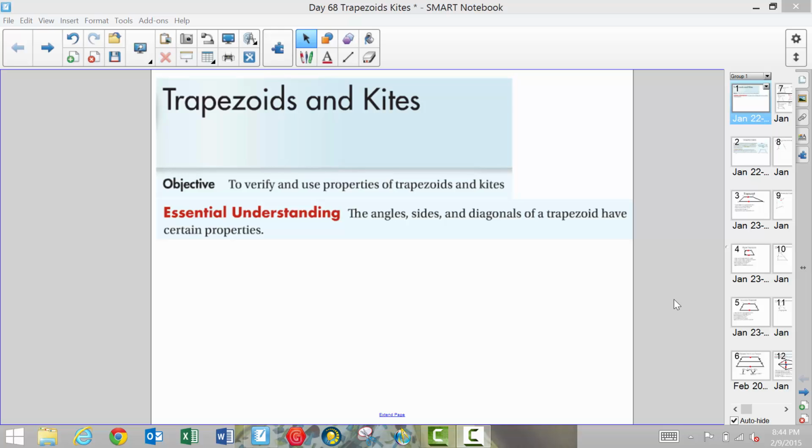Okay, today's lesson is going to be on trapezoids and kites, which are quadrilaterals, but not parallelograms. So our objective is to verify and use properties of trapezoids and kites. The angles, sides, and diagonals of a trapezoid have certain properties, and the angles, sides, and diagonals of a kite also have certain properties. So again, trapezoids and kites are quadrilaterals, but not parallelograms.